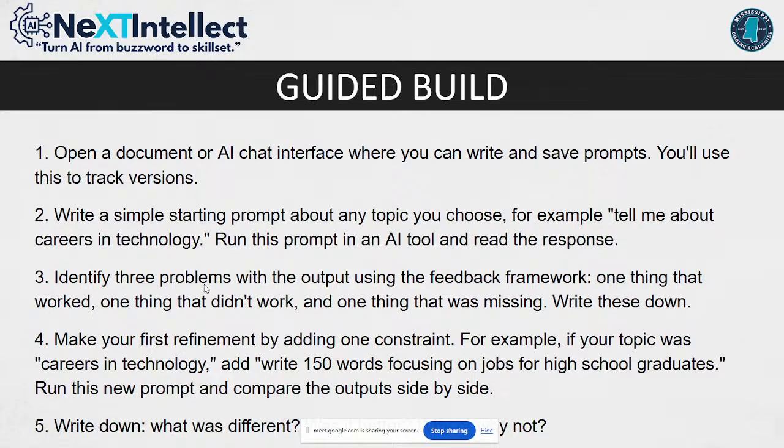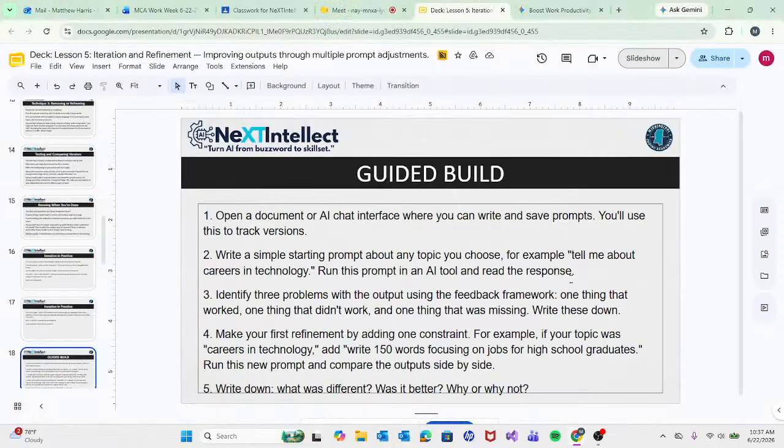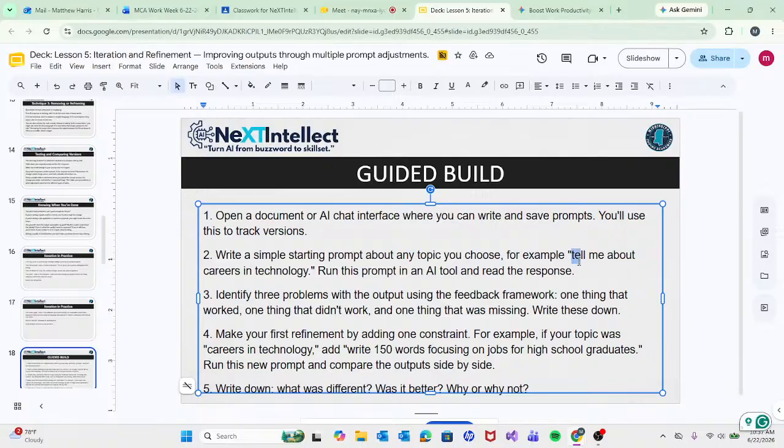It's the same thing. I'm going to use Gemini for this. And then write a simple starting prompt about any topic you choose. For example, tell me about careers in technology. Run this prompt in an AI tool and read the response. And identify three problems with the output using the feedback framework: one thing that worked, one thing that didn't work, one thing that was missing. And then make your first refinement. We have the example here. So I'm going to use the example that it gave, and you will feel free to put in a topic of your choice.